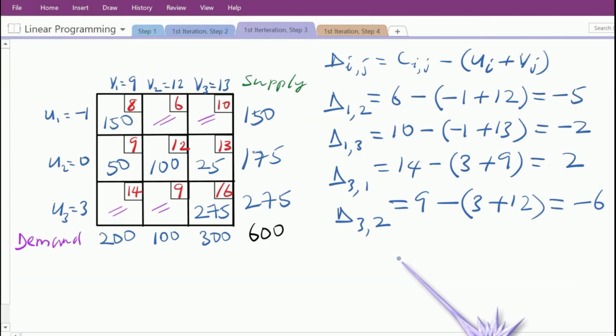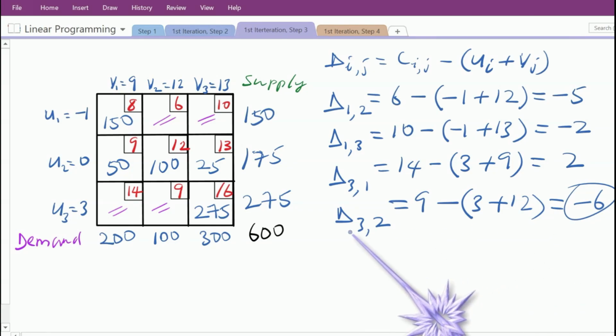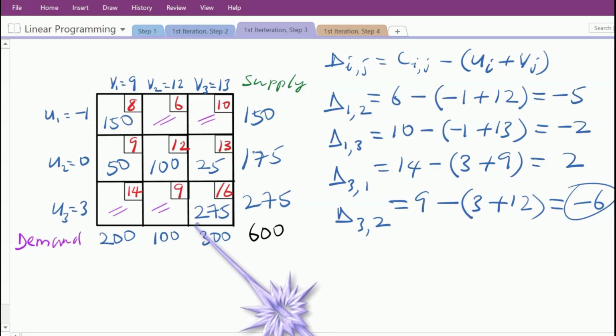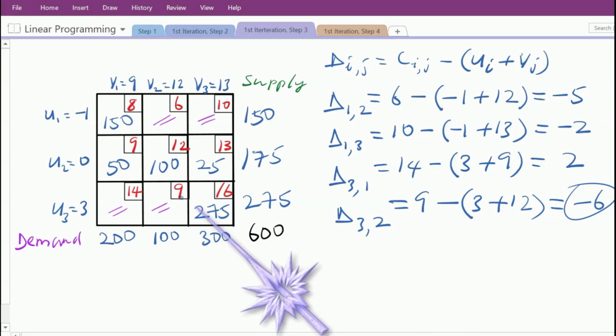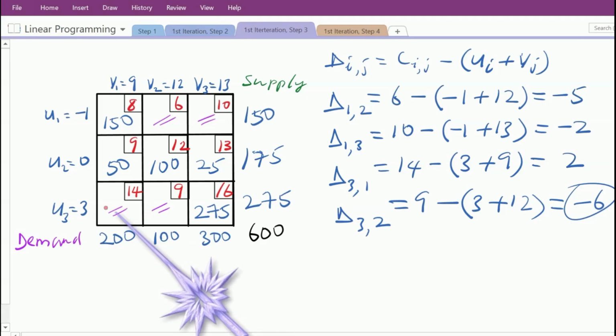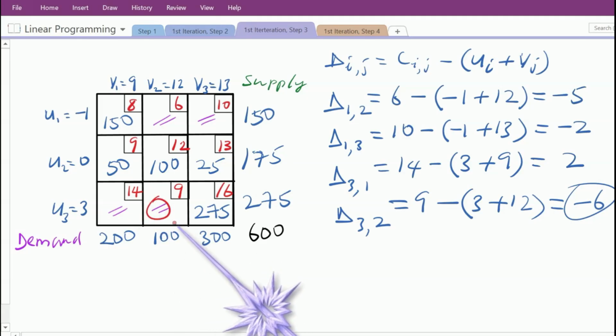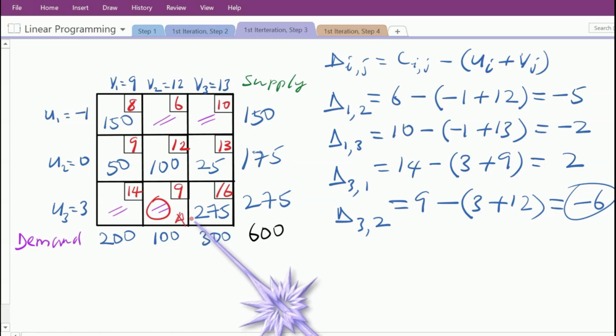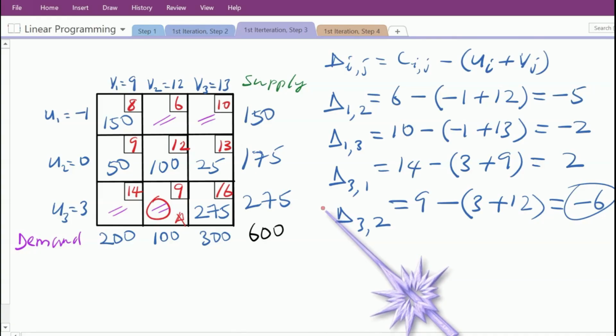The variable that is entering the basis, you now look at all these delta ij values here, take the most negative value there, which is minus 6. Minus 6 is the most negative, then which cell is that? Delta 32. Now, this cell is entering the basis. So let's go and carry out our looping.